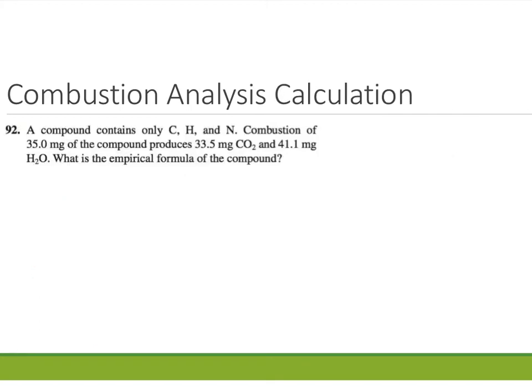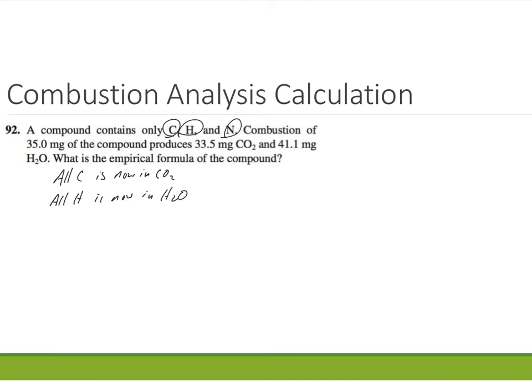So we have a compound that contains only carbon, hydrogen, and nitrogen. Combustion of 35.0 milligrams of the compound produces 33.5 milligrams of CO2 and 41.1 milligrams of water. We want to know what is the empirical formula of the compound. So we know that there are only three elements: carbon, hydrogen, and nitrogen. We know that all of the carbon is now in the carbon dioxide. All of the hydrogen is now in the water.